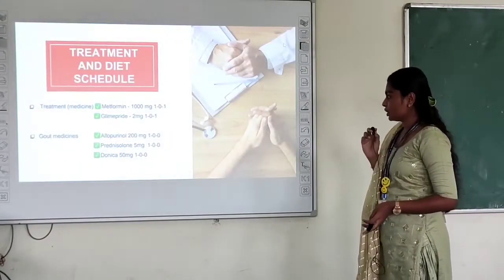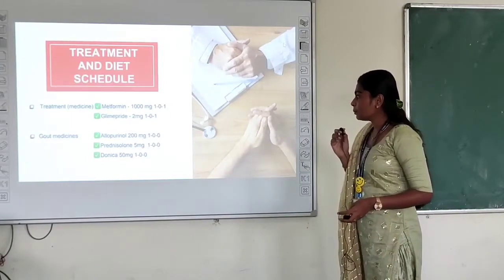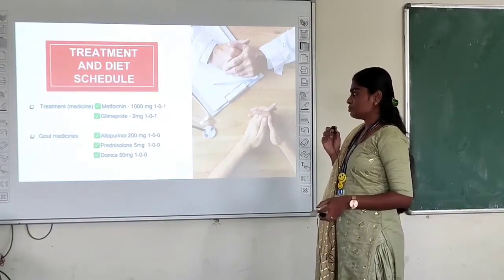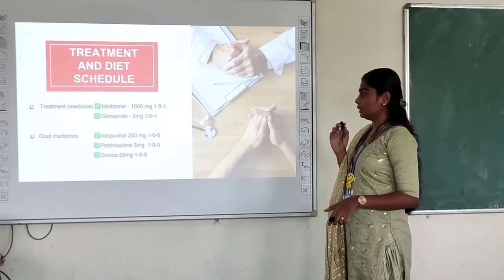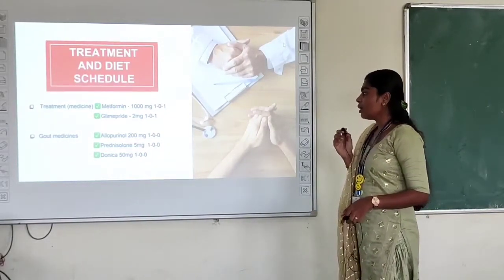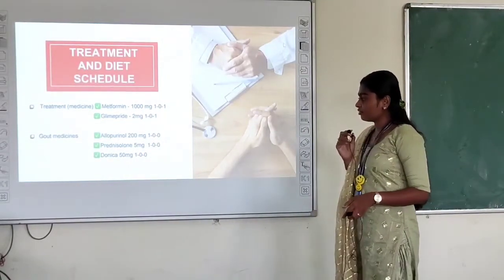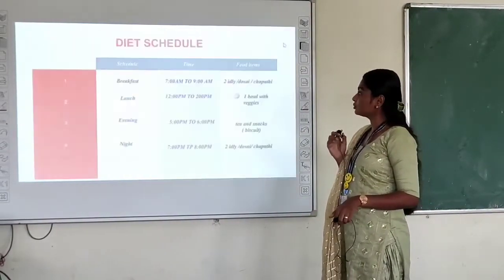Treatment and diet schedule. Treatment in medicine: metformin 1000 mg and glimepiride 2 mg for diabetes, and for gout the medicines were allopurinol 200 mg, prednisone 5 mg, and donica 50 mg only in the morning.